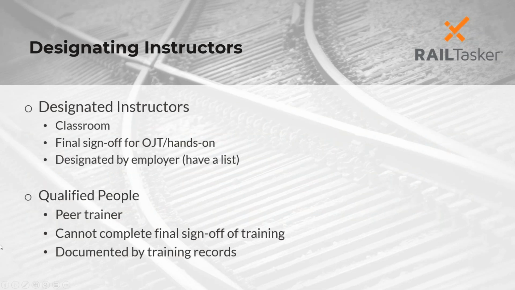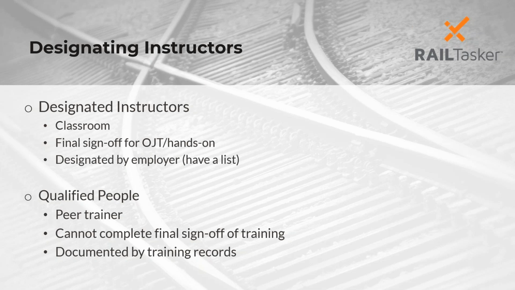If you look at the top half, designated instructors are the people who would be in the front of the classroom delivering classroom training. They also are required to do that final sign-off for OJT and hands-on training. And you should have a list of who your instructors are, in my opinion. From a true record-keeping perspective, it really comes into play more specifically on that on-the-job training checklist. But I think in best practice, I would have a list of who your instructors are and what they teach. A little above and beyond, but I think it would be a good practice.